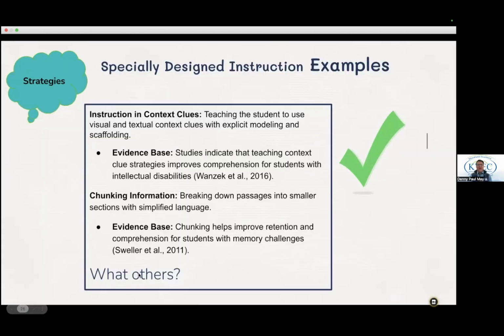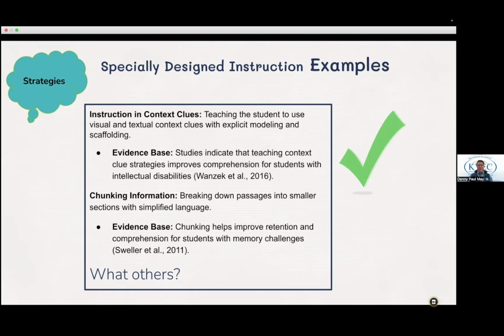So let me put this up. This is some of the things that I came up with, and I provided the evidence base here as well. So teaching the students to use visual and context clues with explicit modeling and scaffolding, and then you would check for understanding often. And the studies indicate that teaching context clues strategies improves comprehension for students with intellectual disabilities. That's from a recent study done by several people in 2016.